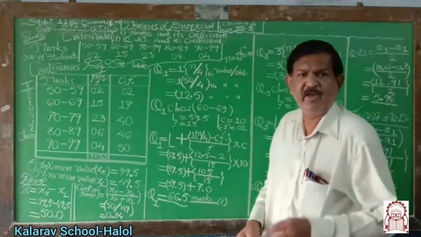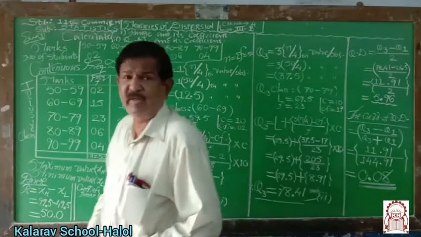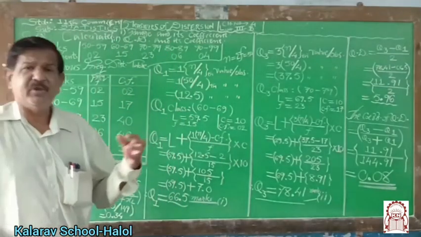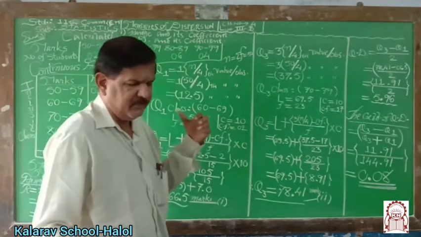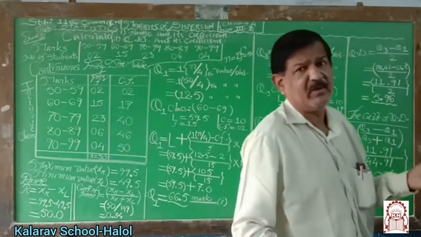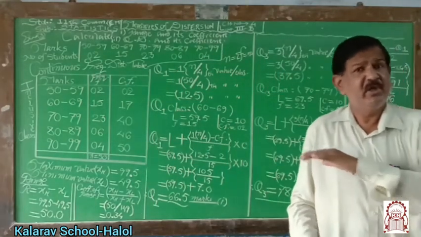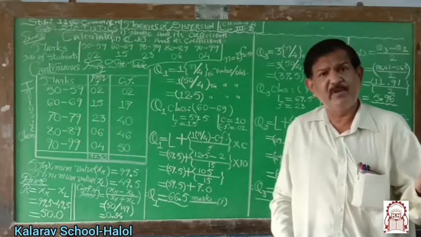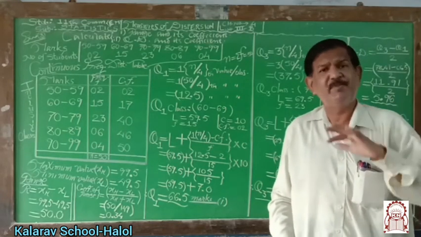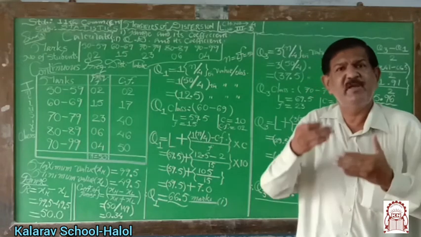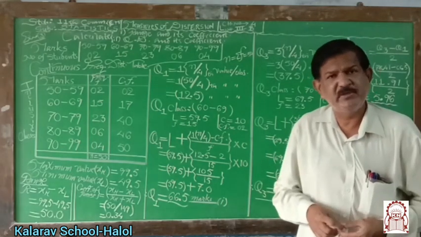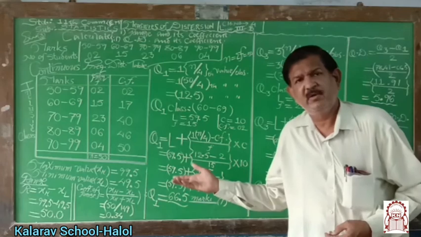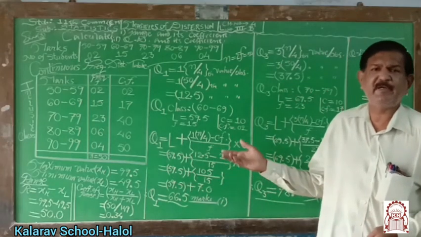Calculate as usual. Practice very well: minimum 3 examples of continuous type with exclusive type classes given, minimum 3 examples with inclusive type classes given, and less than type and more than type cumulative frequency distributions. Then we have to prepare the simple frequency distribution and do the computation as usual. So practice very well.